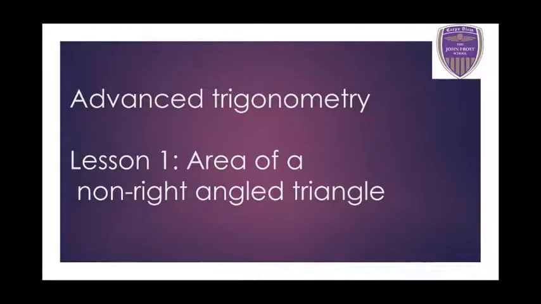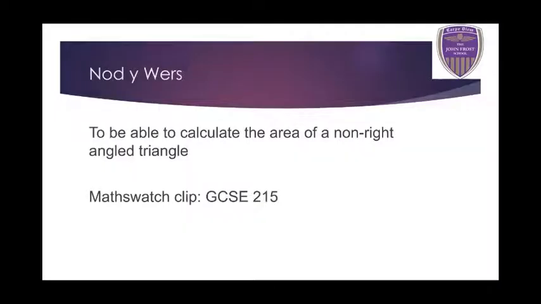In this lesson, we're going to start the advanced trigonometry set of lessons. First of all, we're going to look at the area of a non-right angle triangle. The learning objective for today is to be able to calculate the area of a non-right angle triangle. And the Maths Watch clip is GCSE 215. Let's jump into it.